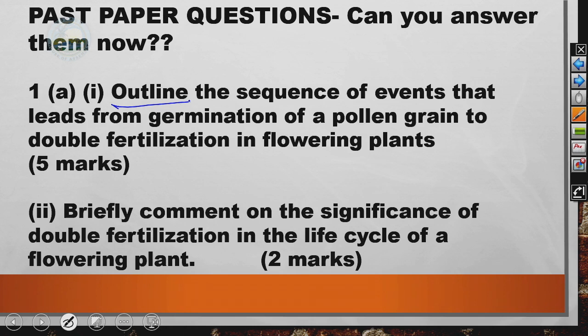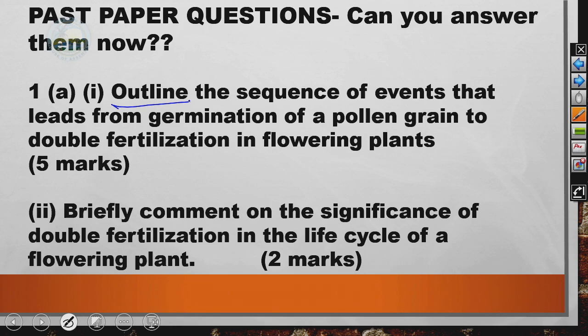So that is the sequence of events that leads from germination to double fertilization. Once you outline all those steps, you're going to get your 5 marks. Again, briefly comment on the significance of double fertilization in the life cycle of a flowering plant. Why is double fertilization important?